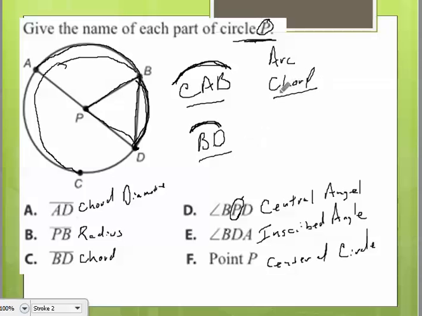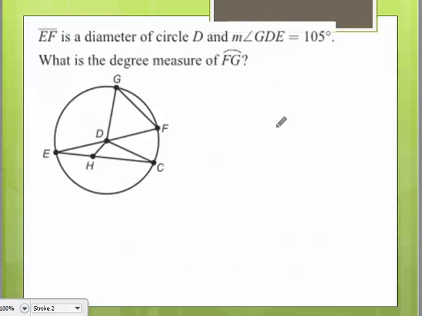A chord goes all the way across the circle. Just a matter of being able to see it go across the circle. Okay. EF is a diameter of the circle. Goes all the way across. Okay. And GDE, well, D is the name of the circle, so it's a central angle, and G to D to E here is 105 degrees.